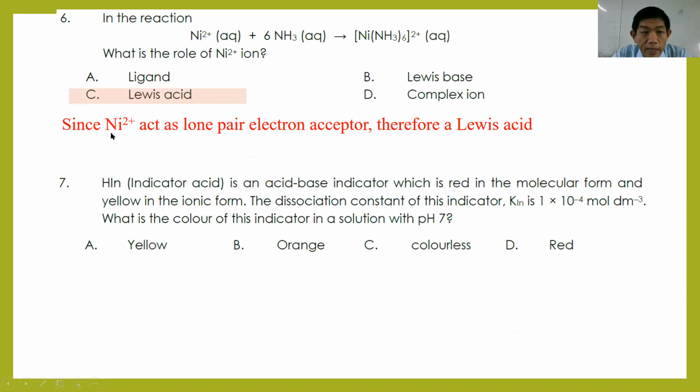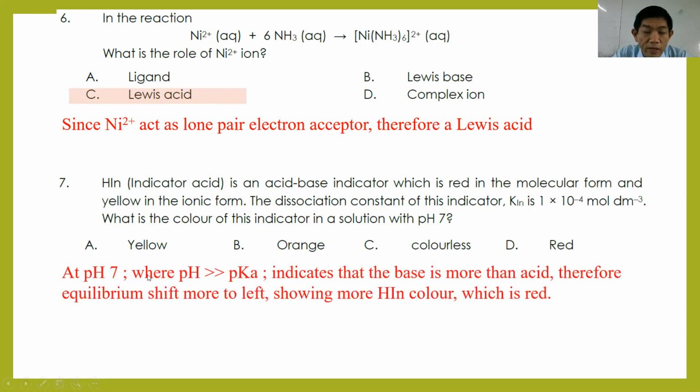Number 7, HIn indicator is an acid-base indicator which is red in the molecular form and yellow in ionic form. The dissociation constant of this indicator is 1.0 times 10 power negative 4. What is the color of this indicator at pH 7? In here, at pH 7, the pH is much greater than the pKa, or basically the pKin. So this indicates that the base form is more than the acid, therefore the equilibrium will shift more to the left, showing the acidic color. So in this case, we show it as a red color. Okay, so this is what it means in here.